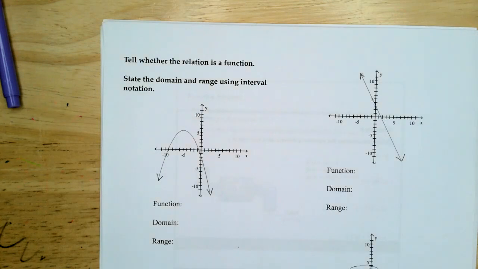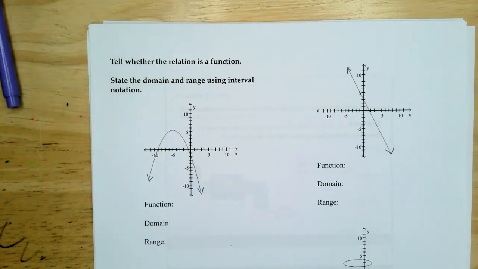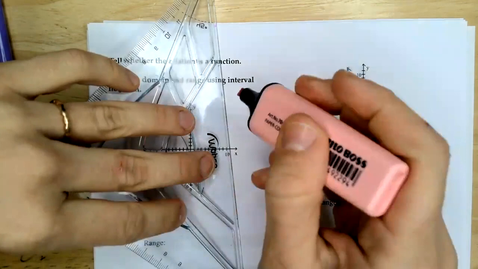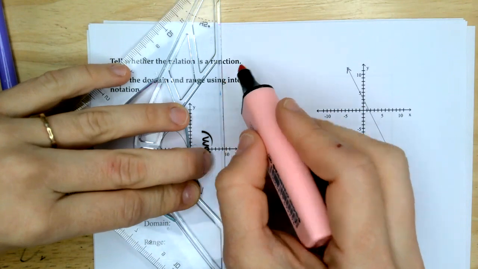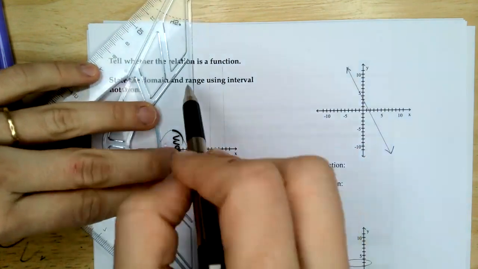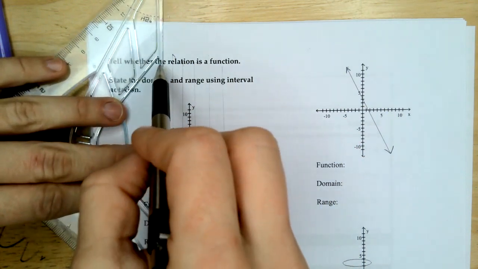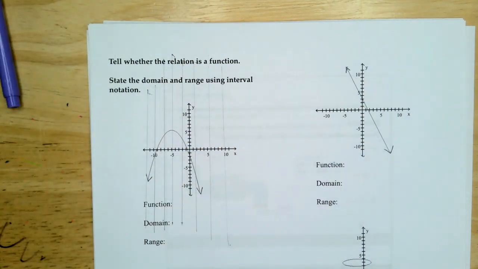Tell whether the relation is a function. State the domain and range using interval notation. A relation is a function when you have the graph of it if it passes the vertical line test. So grab a vertical line, or a straight edge, and just start drawing vertical lines along your graph of the function. And if ever you can see a place where a vertical line would touch the graph in more than one place, that is not a function.